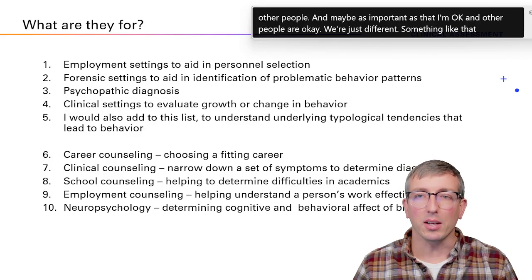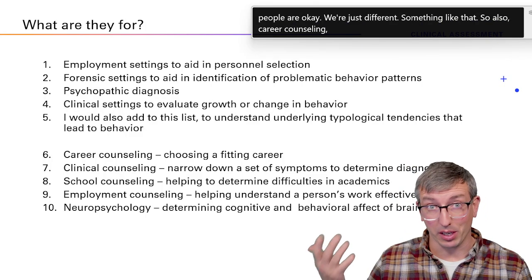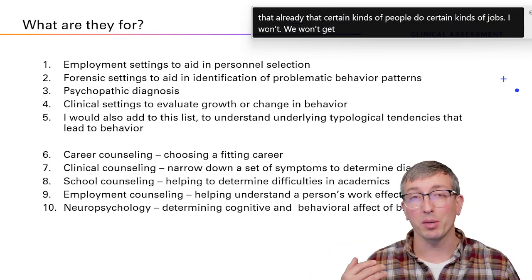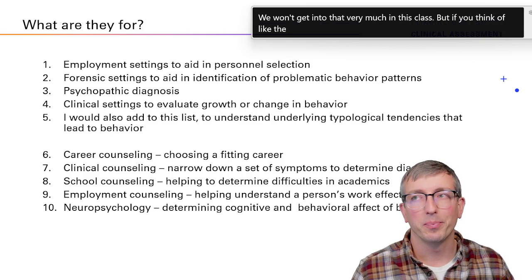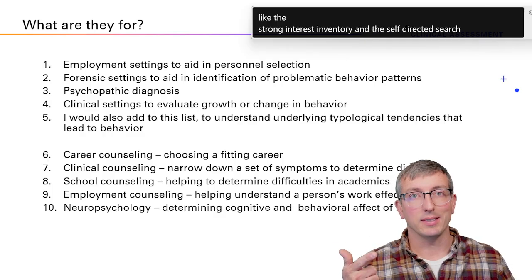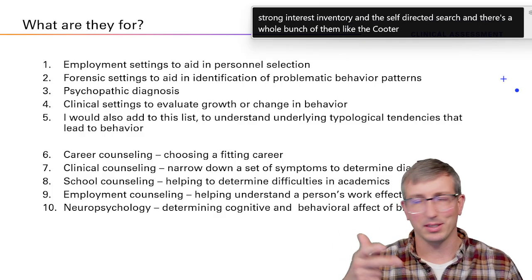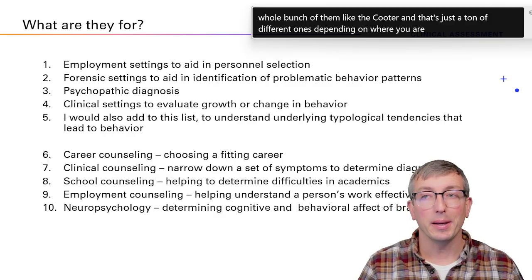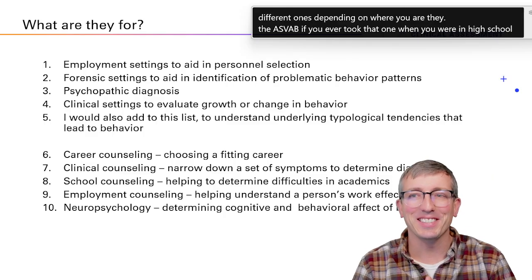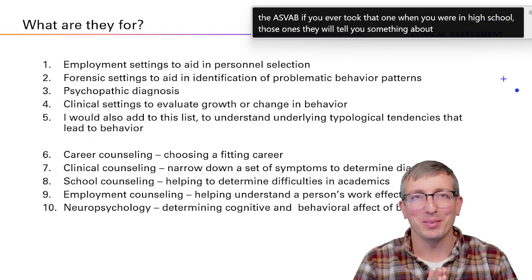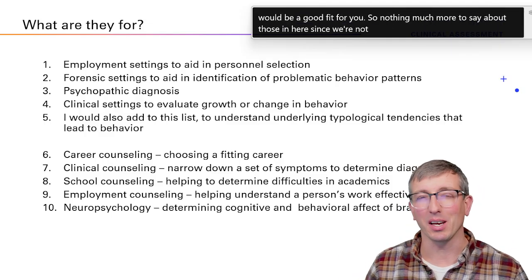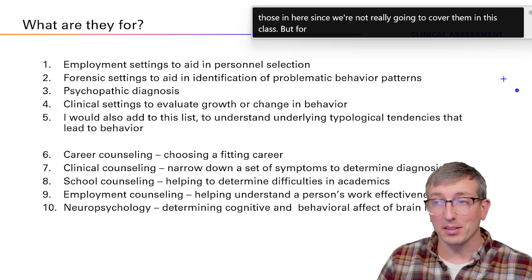So also, career counseling, choosing a fitting career. I kind of mentioned that already, that certain kinds of people do certain kinds of jobs. We won't get into that very much in this class, but if you think of the Strong Interest Inventory and the Self-Directed Search, and there's a whole bunch of them, like the Kuder and just a ton of different ones depending on where you are. The ASVAB, if you ever took that one when you were in high school, those ones, they will tell you something about the kind of work that would be a good fit for you. So nothing much more to say about those in here, since we're not really going to cover them in this class. But for clinical counseling, already mentioned that.